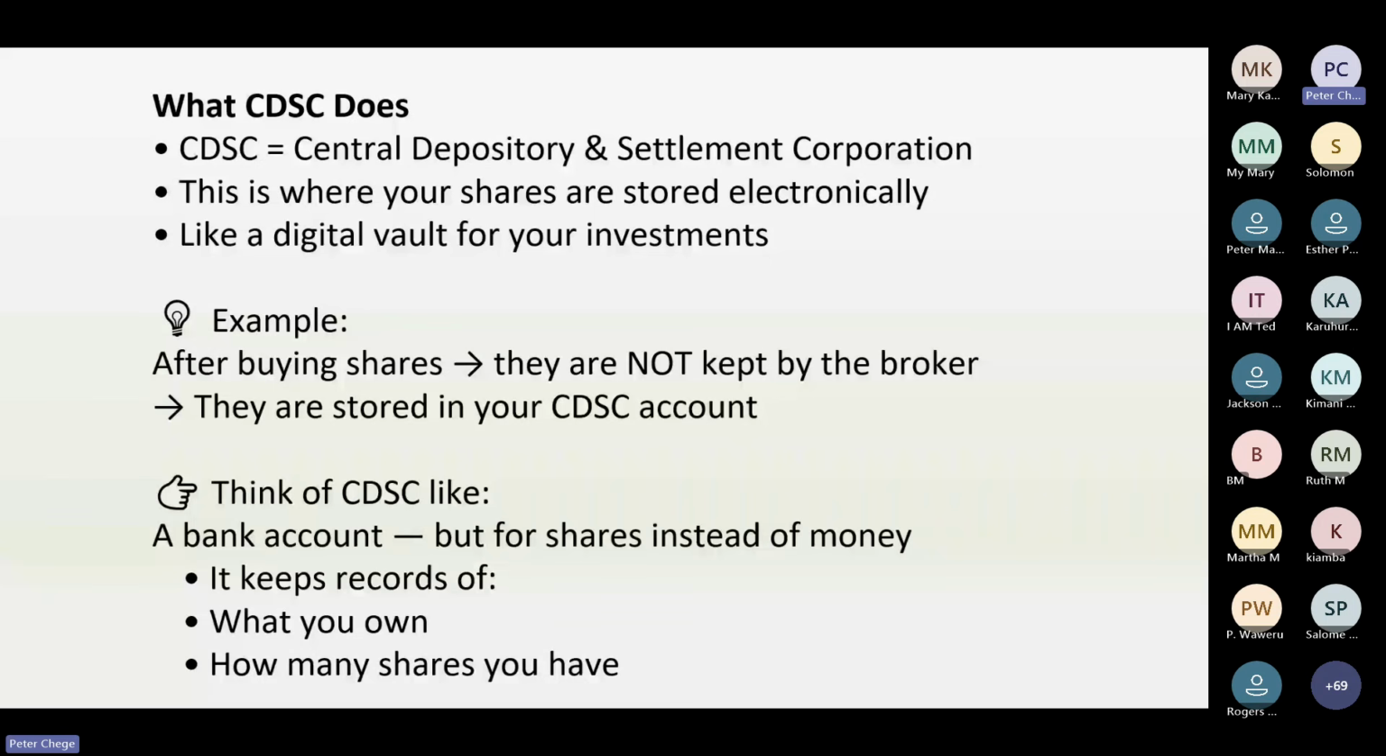So CDSE, think of it like a bank account for shares. It keeps the record of who owns what and how many shares. CDSE doesn't know what price you bought at. They know Peter owns 100 shares of Safaricom, period. They don't know what price you bought at. The person who knows the price you bought at is the broker or another entity called NSE.